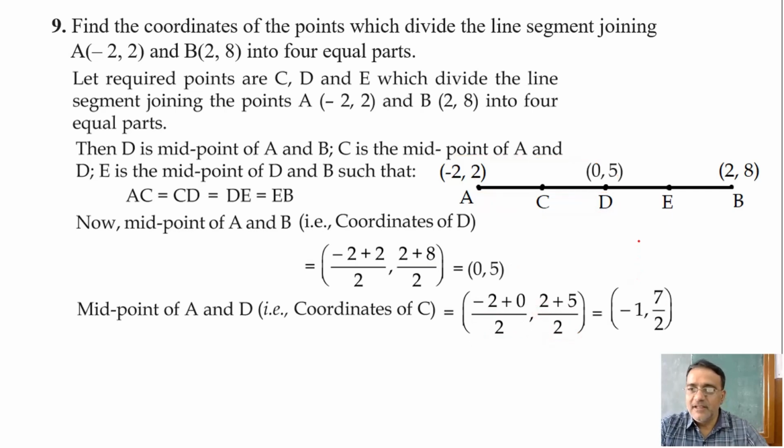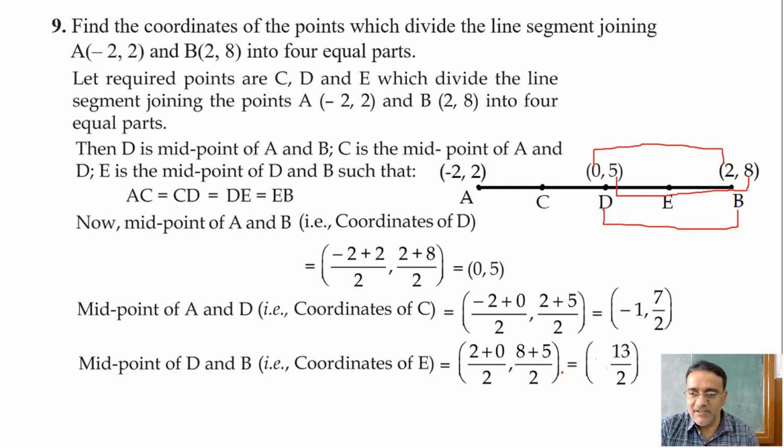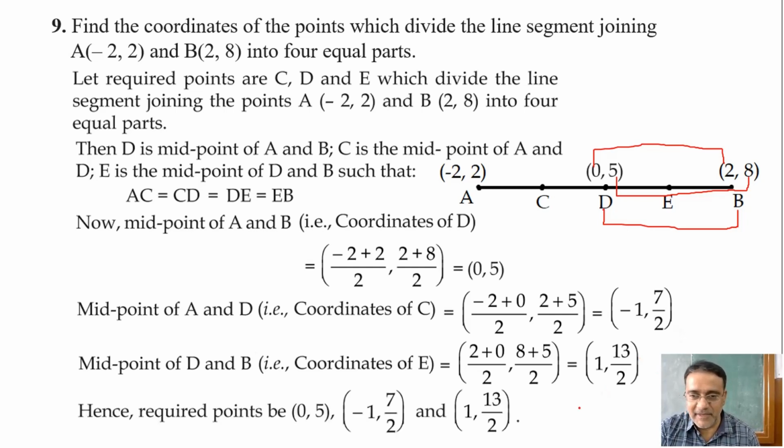Now, the midpoint of D and B is the coordinate of E. So 0 plus 2 by 2, 5 plus 8 by 2. Final answer: 1 and 13 by 2. Right, 1 and 13 by 2. So we got all the coordinates. Hence, the required points are 0, 5, minus 1, 7 by 2 and 1, 13 by 2.